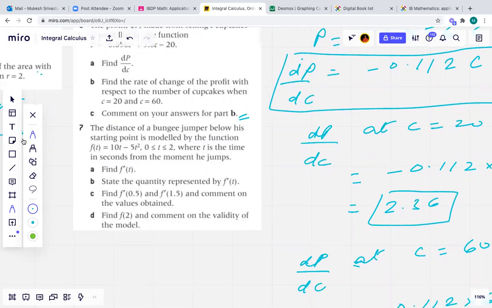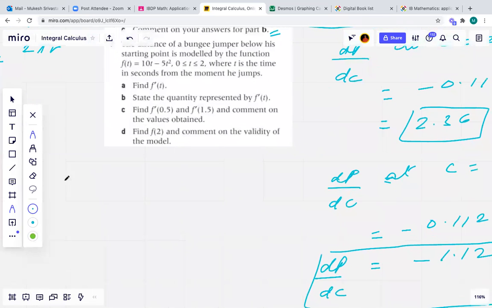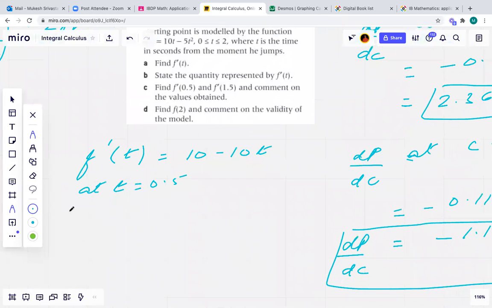Then part B will be, I think, the quantity represented by f dash 0.5. You put t equal to 0.5. F dash t is 10 minus 10t, right? Correct. So at t equal to 0.5, f dash 0.5 is 10 minus 5, so 5. And f dash 1.5: 1.5 times 10 is 15, so minus 5.